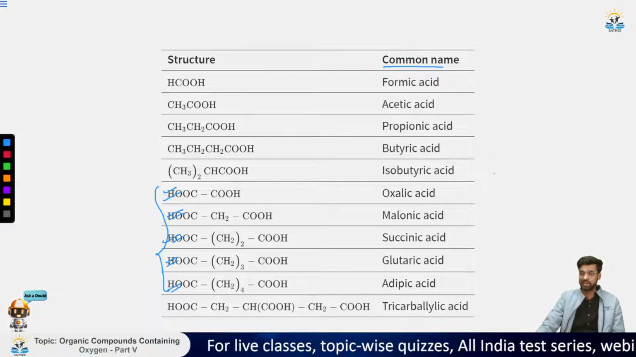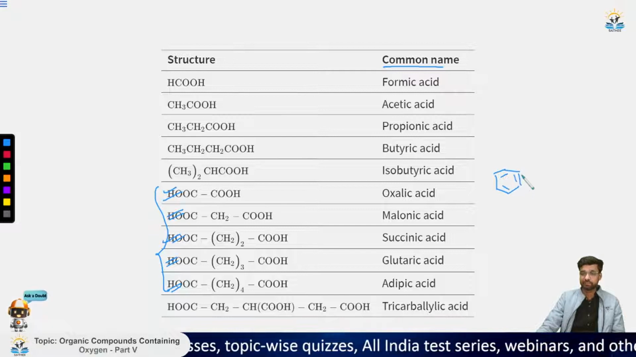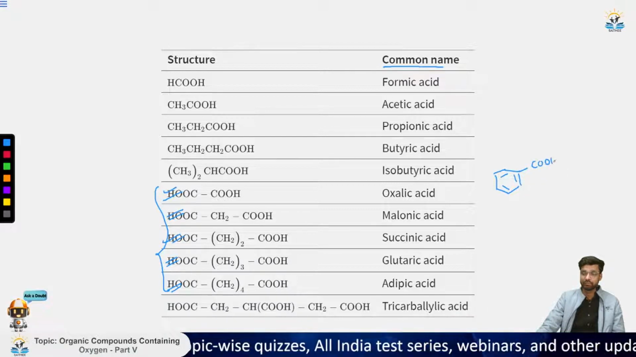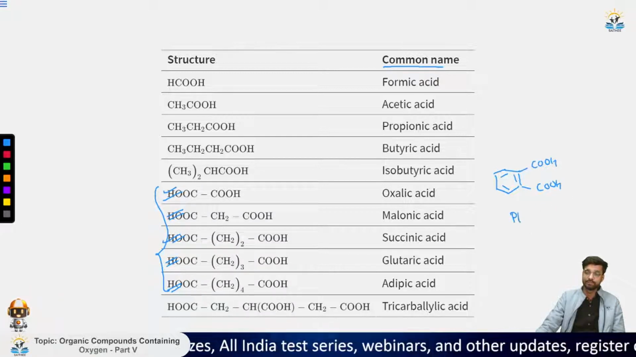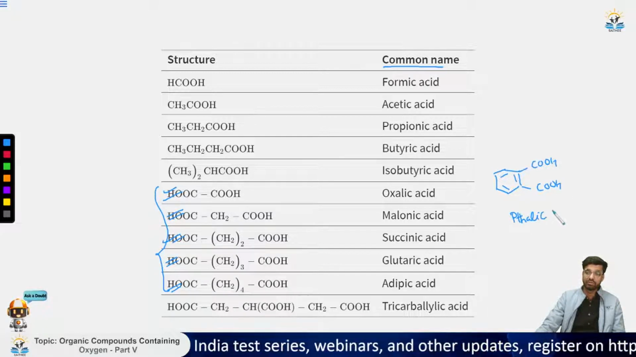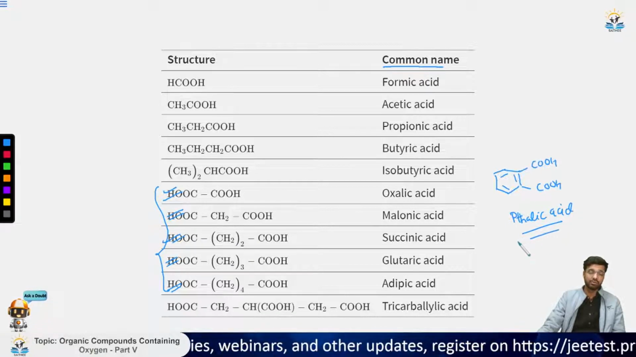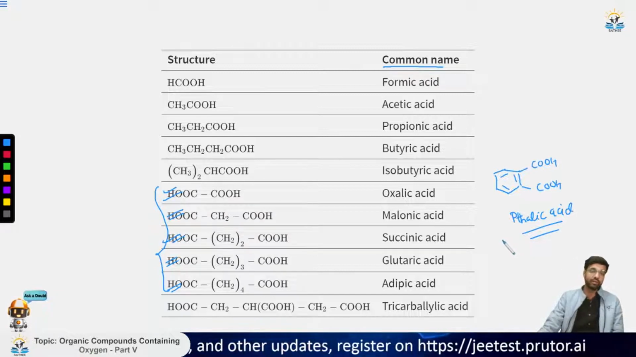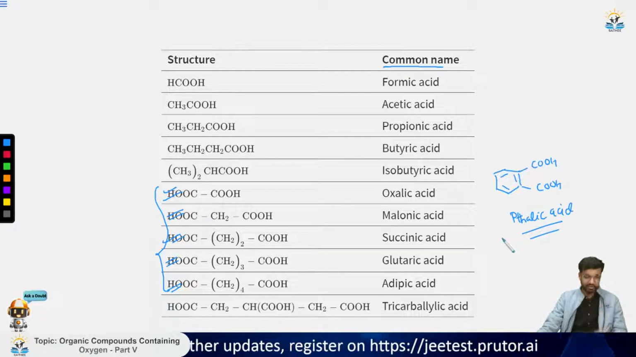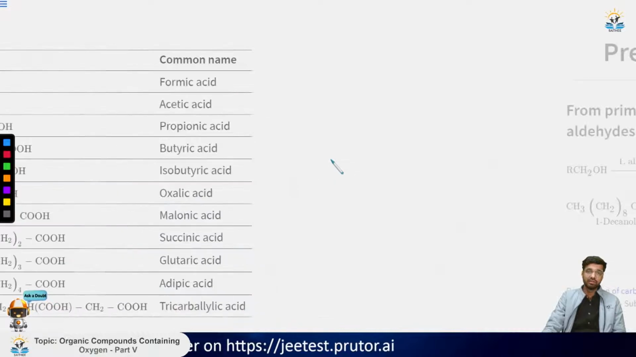Plus, if you talk about the aromatic one, then we have phthalic acid. So these are some common names of carboxylic acids that you should be aware of, and the structures should also always be in your mind. A question may be asked directly using the common name rather than the IUPAC name. So let us start our lecture with this.